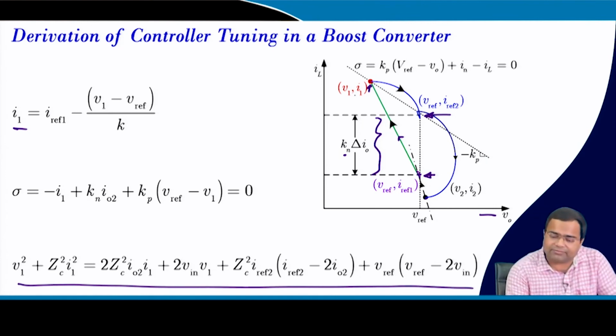So, we can write V1, I1 is the final condition for the on state, and V1, I1 is the initial condition for the off state, and the final state is Vref, Iref2, and this is Vref, Iref1.